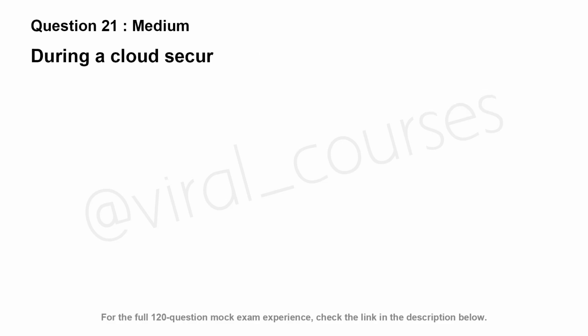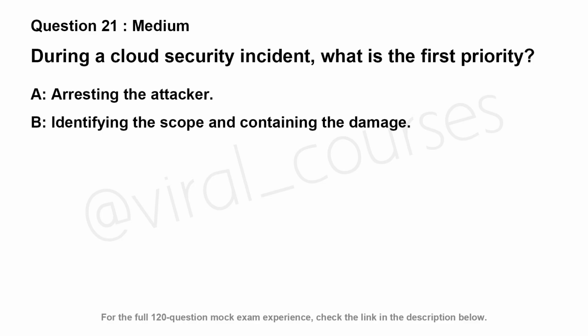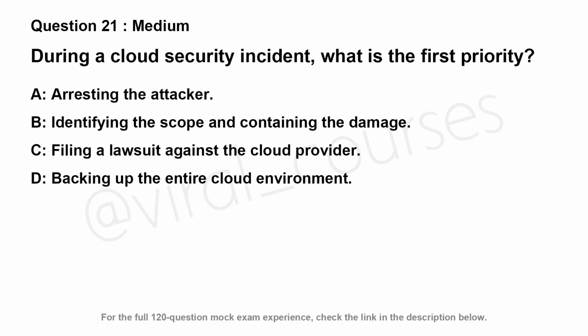During a cloud security incident, what is the first priority? Option A, arresting the attacker. Option B, identifying the scope and containing the damage. Option C, filing a lawsuit against the cloud provider. Option D, backing up the entire cloud environment.